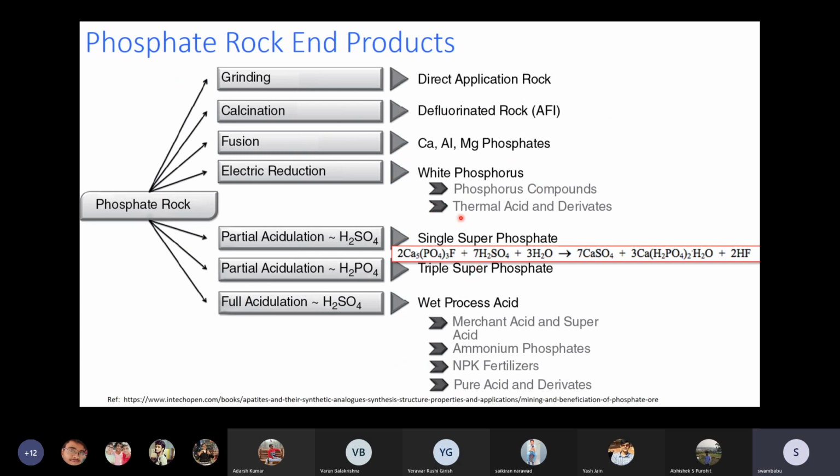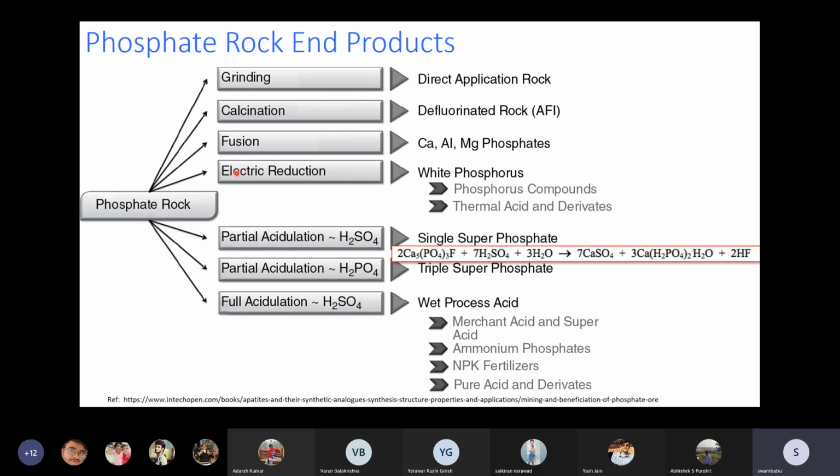Apart from this, if you do the calcination, then we get defluorinated rock. If you want to liberate the fluorine present as an impurity, we have to do the calcination. If you want to separate the calcium, aluminum, magnesium phosphates, then we have to do the fusion reaction.